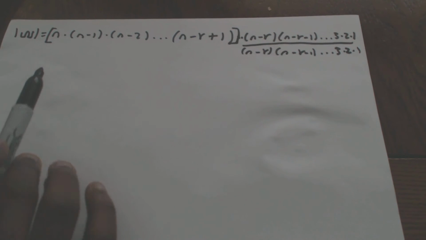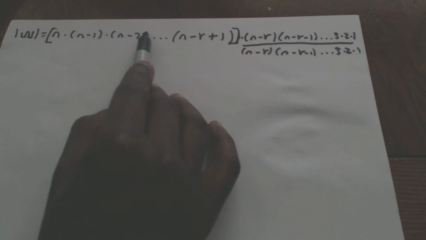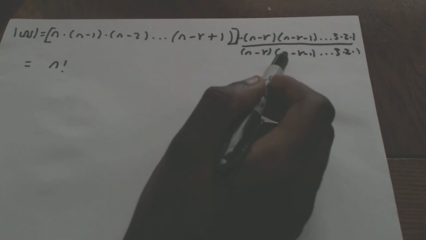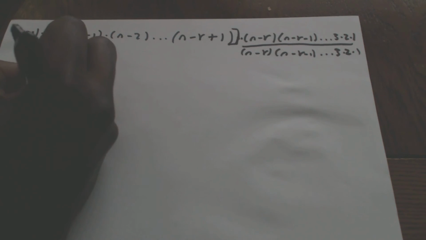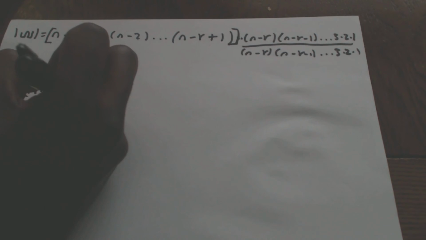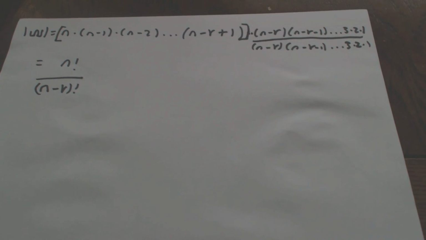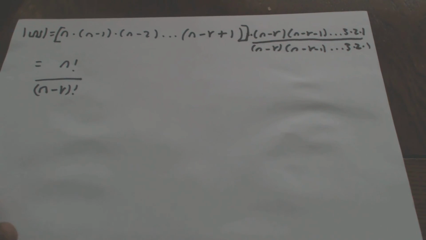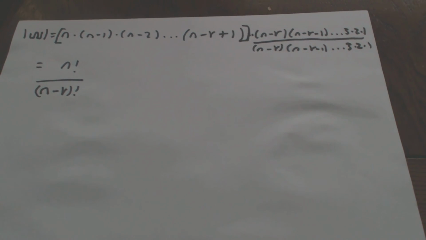But now what do I know? Well, this whole numerator here going all the way up here, what's this? This is n factorial. And what's this at the bottom here? n minus r minus 1 going down all the way to 1. Well, that's n minus r factorial. And so you can actually work out the sample space with n factorial divided by n minus r factorial. And hopefully that was clear. If it wasn't clear, obviously do say, and do mention, so I'll make another video on it. But that's how we actually derive n factorial over n minus r factorial.